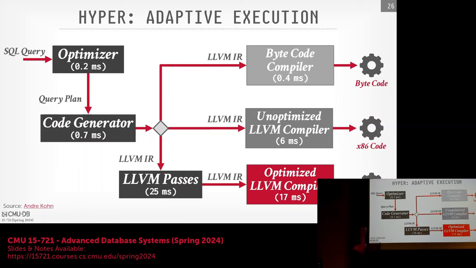There are a couple of benefits to this. Obviously, the speed, because if my query is really simple, then this might be enough. This is basically what SQLite does: they have their own VM that interprets these opcodes. But if the query is going to run longer, waiting 6 milliseconds to get machine code is a trivial amount of time.